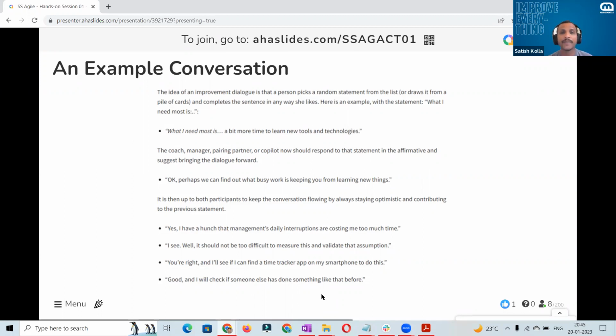I see. Well, it should not be too difficult to measure this and validate this assumption, because it is an assumption. It's not a confirmed statement. So you're right. And I will see if I can find a time tracker app on my smartphone to do this. Good. And I will check if someone else has done something like that before. So both the coach and coachee are pairing up to bring in that improvement for that context of how the coachee wants to identify or find some more time to learn new tools and technologies.